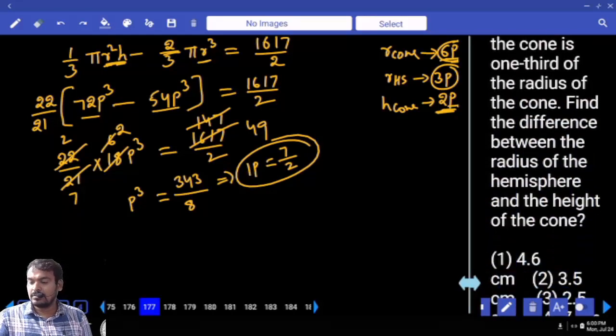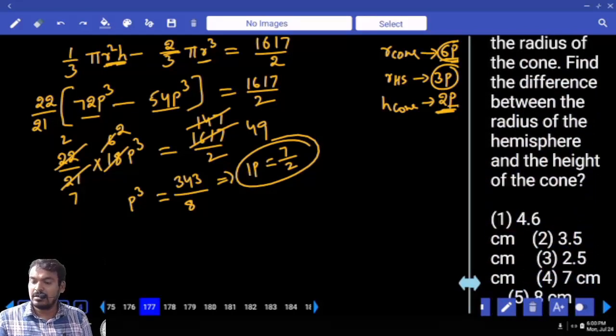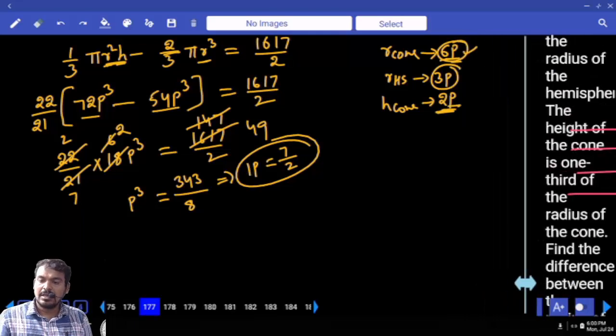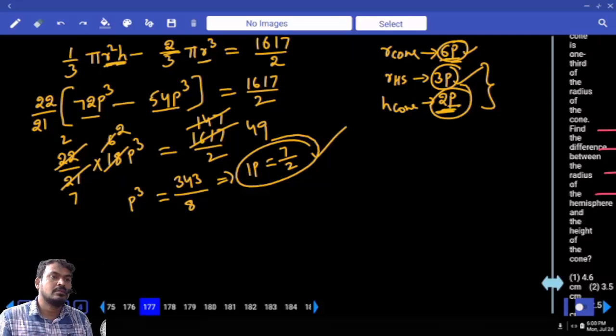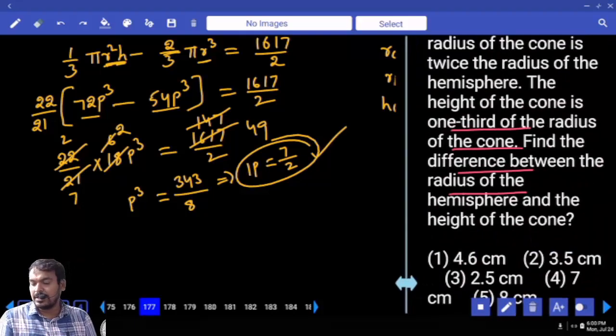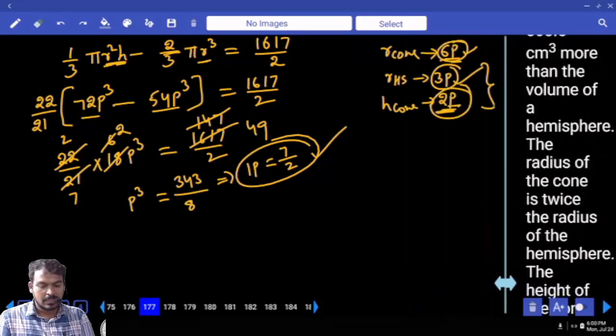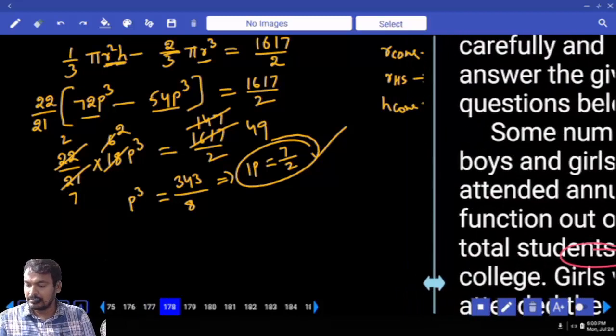What is the question here? Find the difference between the radius of the hemisphere and the height of the cone. The radius of the hemisphere is 3 parts, the height of the cone is 2 parts. The difference is 1 part. What is the 1 part value? 7 by 2, nothing but 3.5. Next, 178.